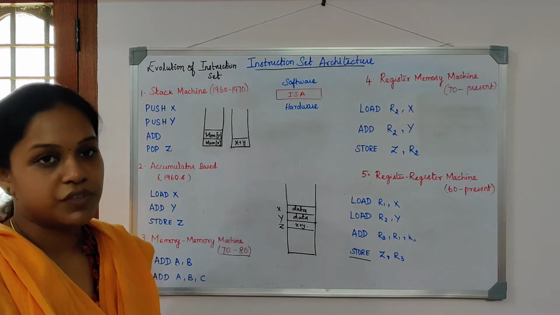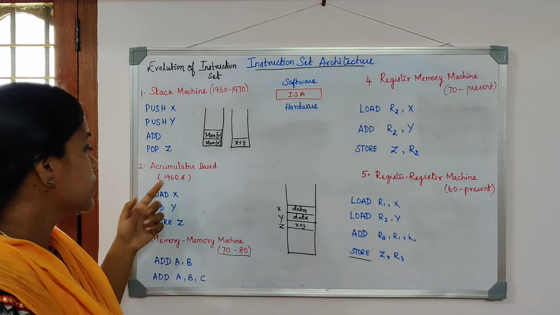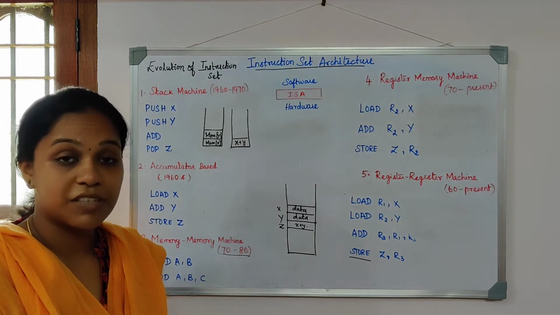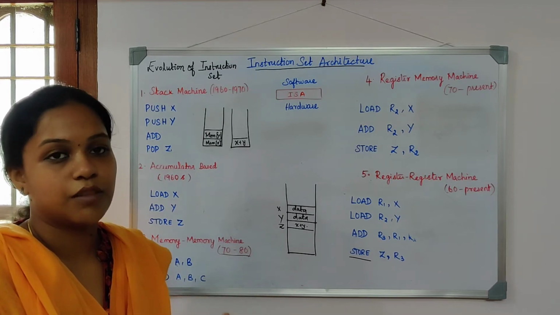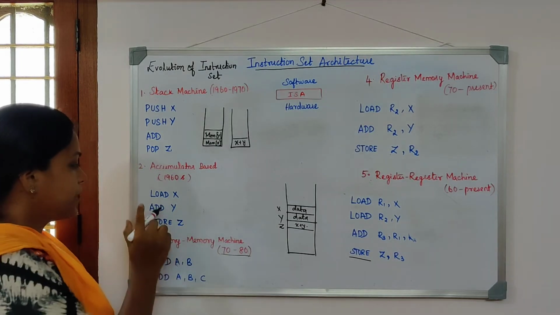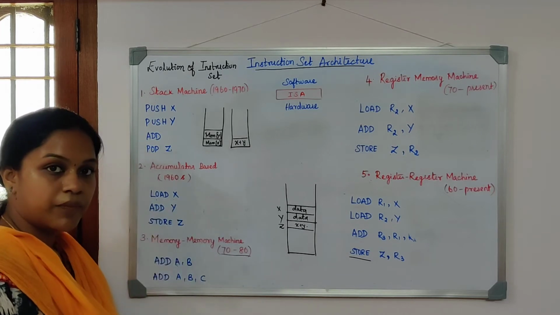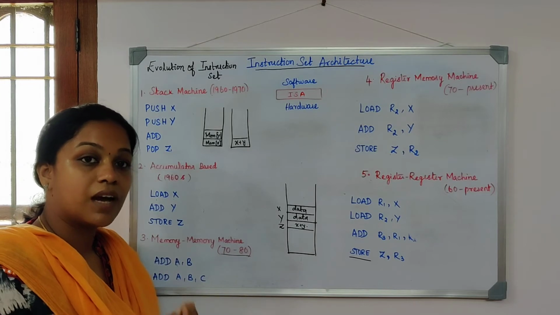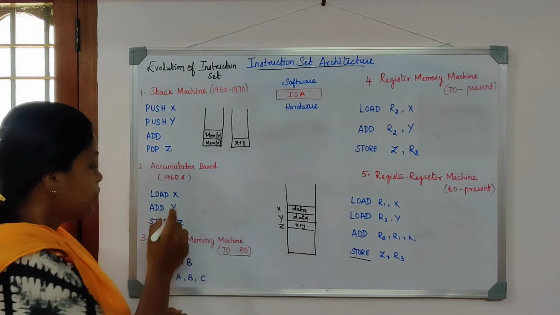Moving on to the next type of instruction set, it is the accumulator based instruction set, which was used in the 1960s. The accumulator, again, is a special purpose register which is used to store the intermediate results in the arithmetic and logical operations. Now let's see, load x. There is only one operand available here, and in an accumulator based machine it is assumed that the other operand is implicitly the accumulator.